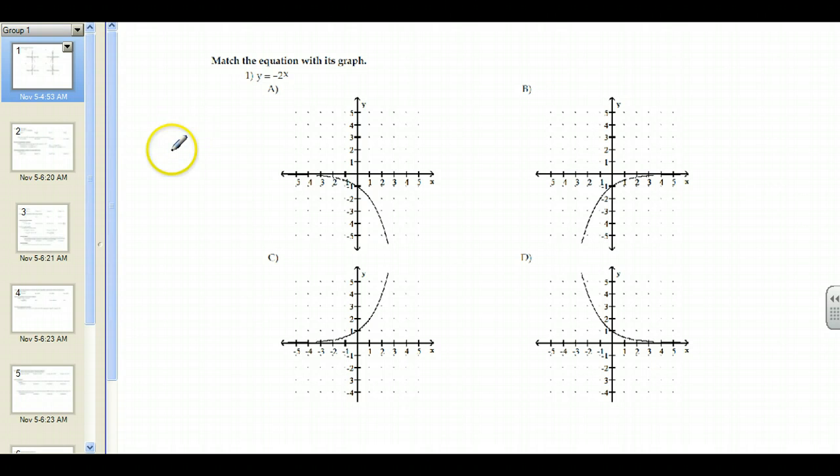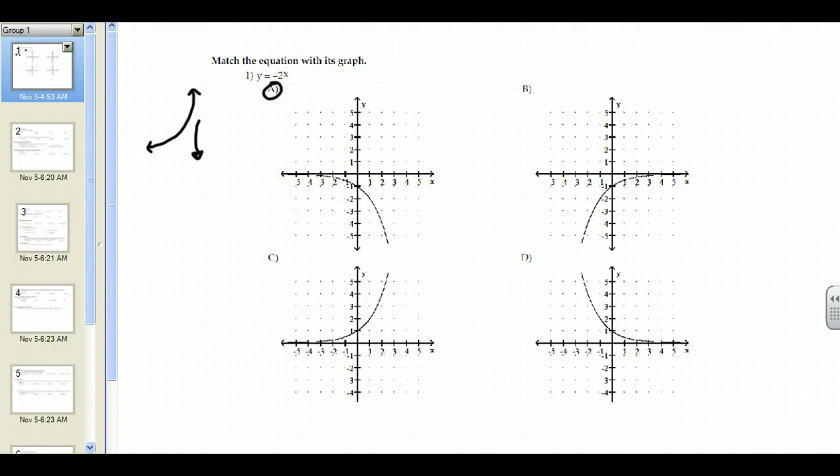So remember, anything that's like b to the x, if b is greater than 1, has this look to it when it crosses the y-axis. But when we negate it, it's going to flip it over the x-axis. So which one of these looks like this thing flipped over the x-axis? This one. None of the other ones look that way. So our answer here is A.